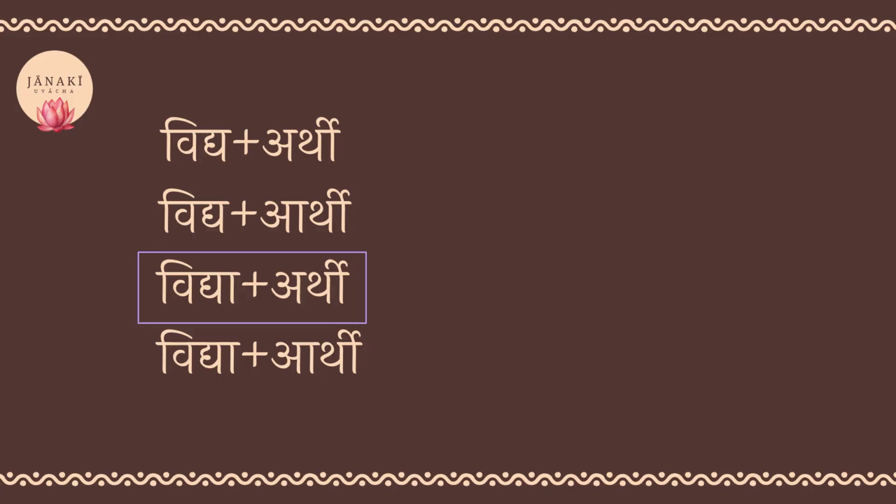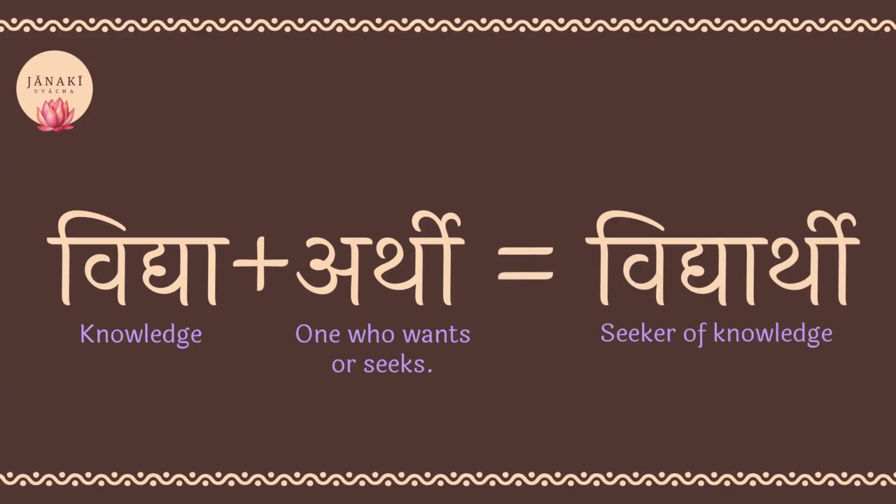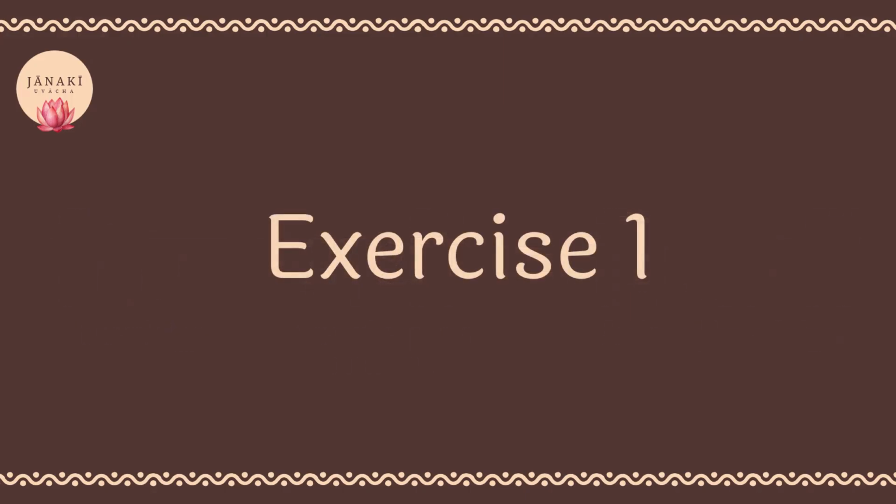How did I know that? Because I knew the individual forms of the words and their meaning. I knew that Vidya means knowledge and Arthi is the one who wants or seeks something. So Vidyarthi is someone who wants or seeks knowledge, a student. So if we know the individual words, we will be able to split them properly. Getting exposed to a lot of words is therefore the way to go. Let's do that with some exercises.